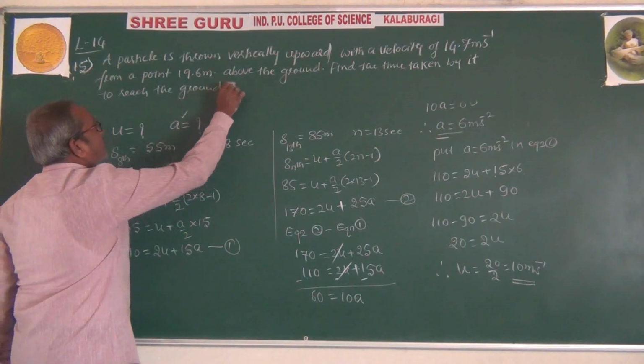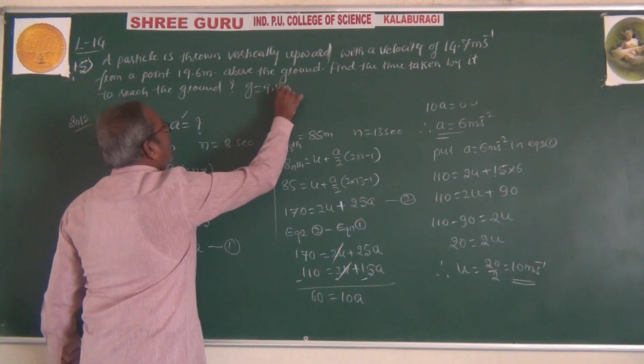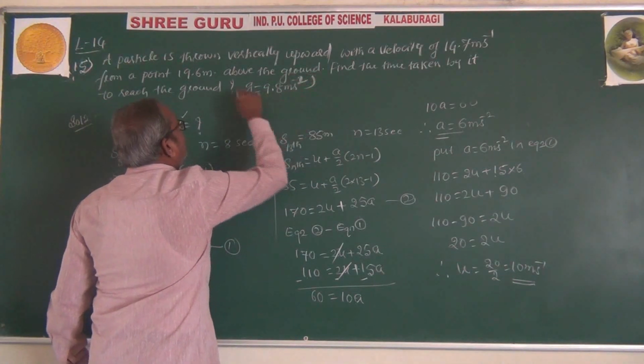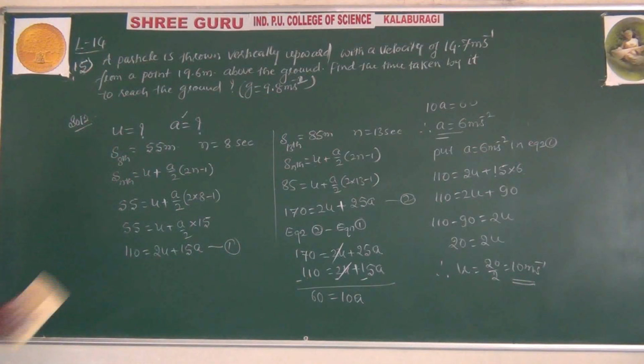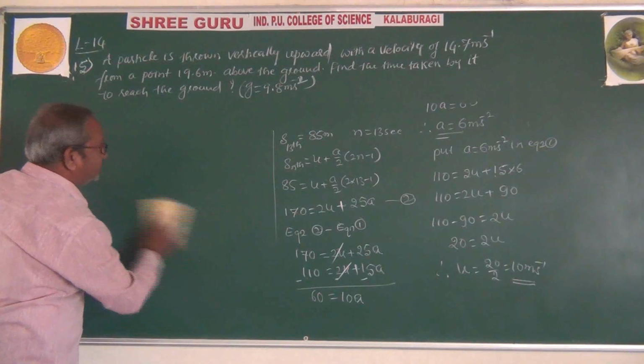Take your g equal to 9.8 meter per second square. This we have used. Read the question and write what the given values.